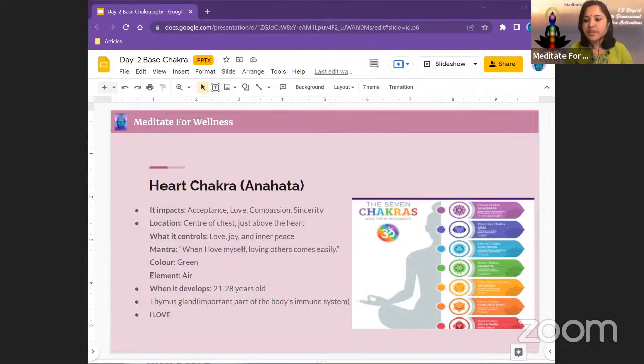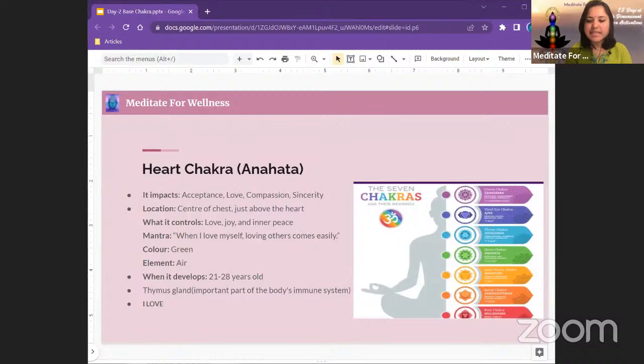It impacts how we accept everything in our life, the love, compassion, and sincerity that we put in, like we put our heart into something and then we create. So that is what gets impacted when this chakra is blocked, and the location is the center of the chest, just above the heart, and it controls love, joy, and inner peace, whether we are in harmony or not. And the mantra here is when I love myself, loving others comes easily. The color is green, so eat more green and you will have a healthy heart chakra. And the element of this place is air.